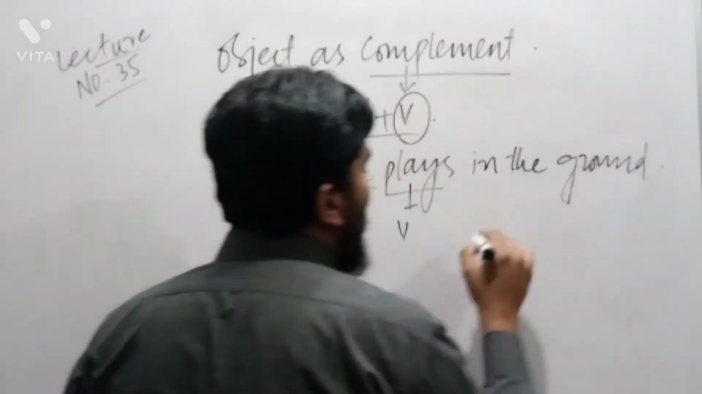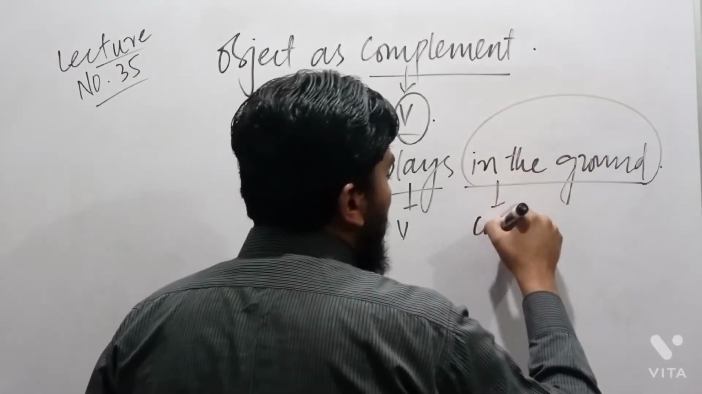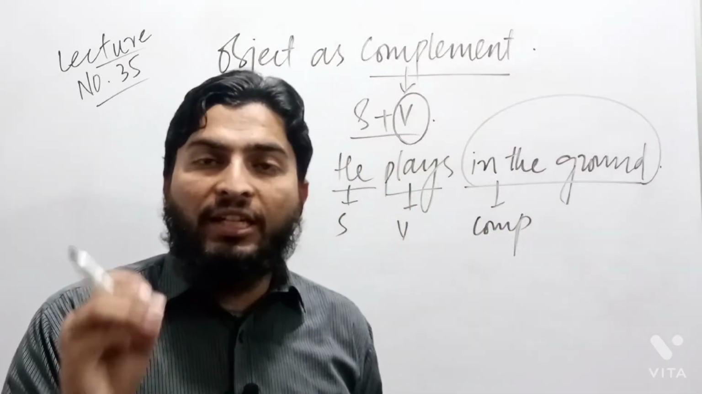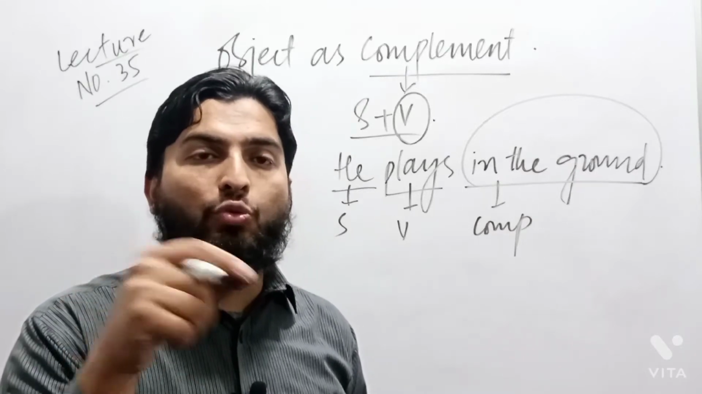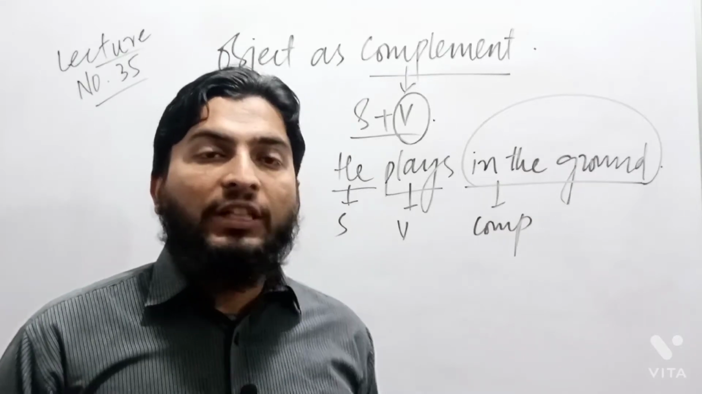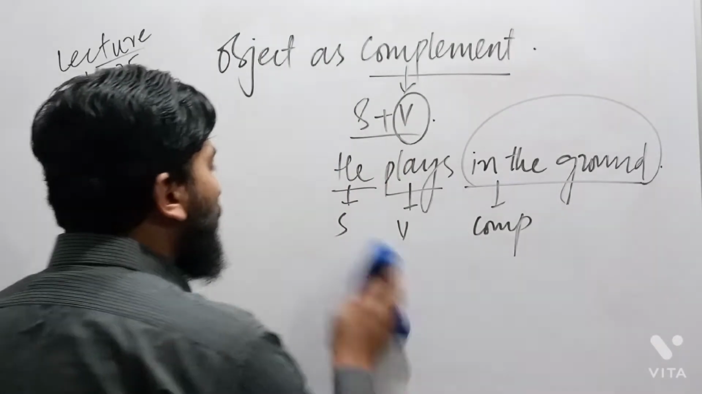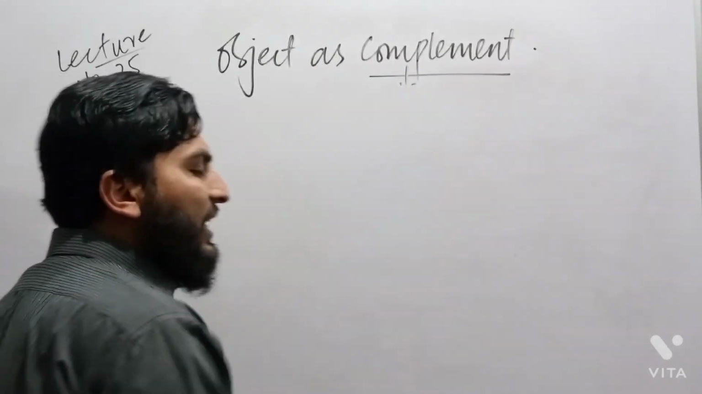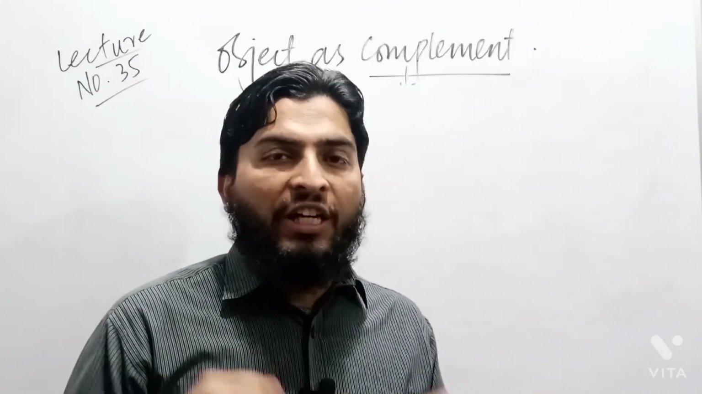Then where does he play? He plays in the ground. In the ground is called complement. So the meaning of complement is quite clear to us: subject plus verb plus complement. This complement is used to complete the structure of the sentence. Now there are many differences through which we understand complement and its uses. But anyhow, in sentence I will discuss 5 patterns of complement in a detailed way.